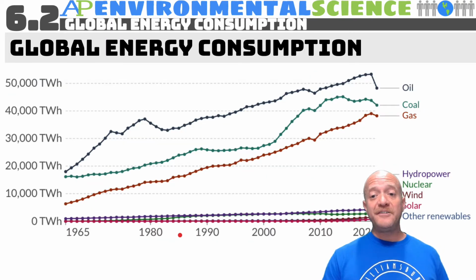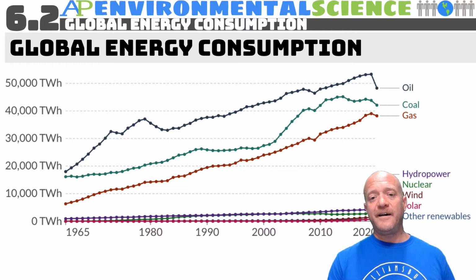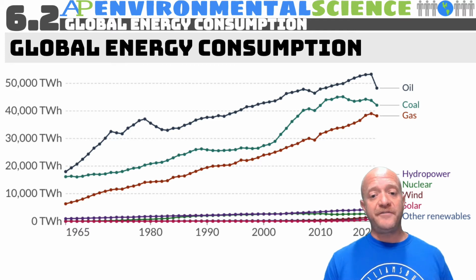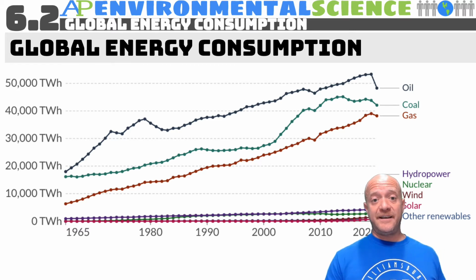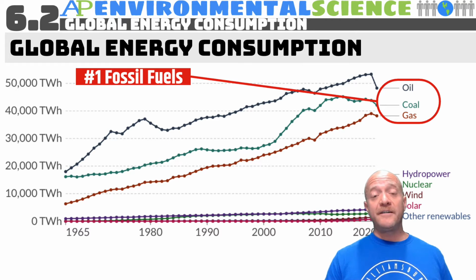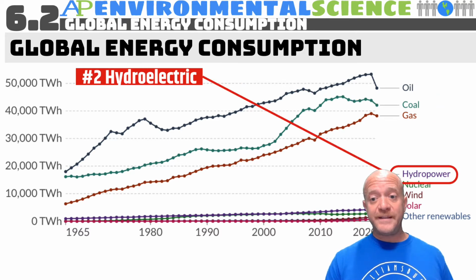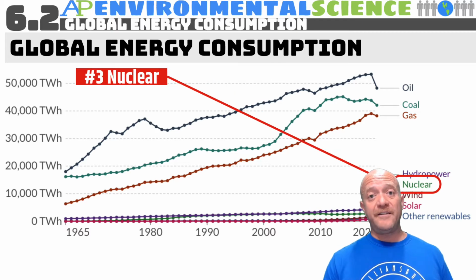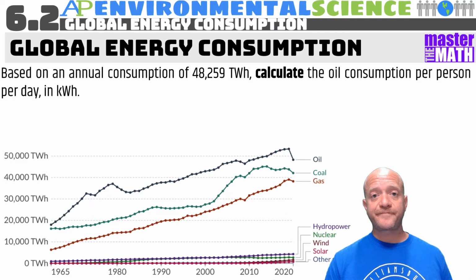All right, globally, for energy consumption, these are all of the types of sources that we get our energy from. Obviously, it's been steadily increasing since we've introduced these sources of energy. But the number one by far is fossil fuels. Number two is hydroelectric. And third is nuclear energy. And we will talk about all of these in a future video.